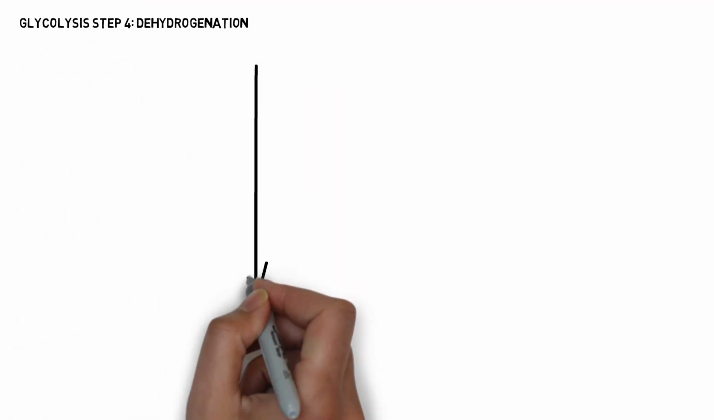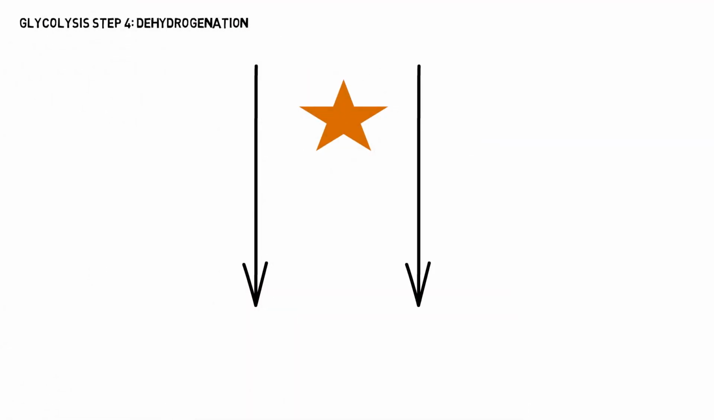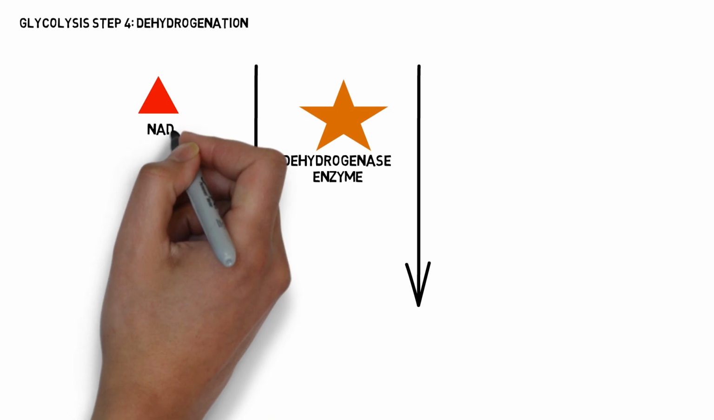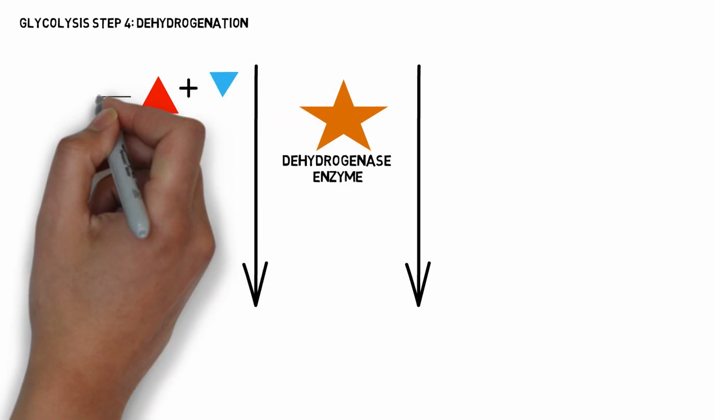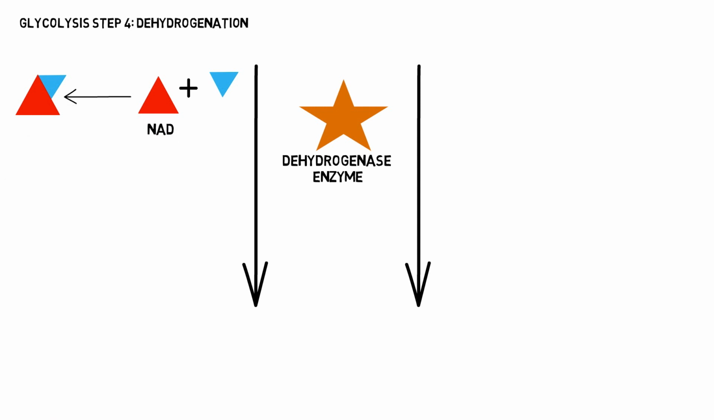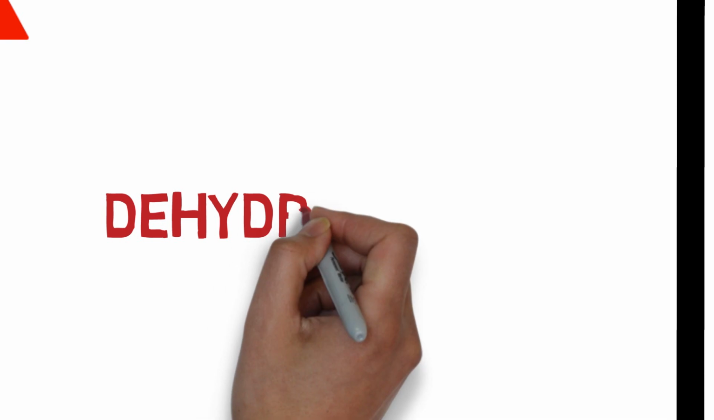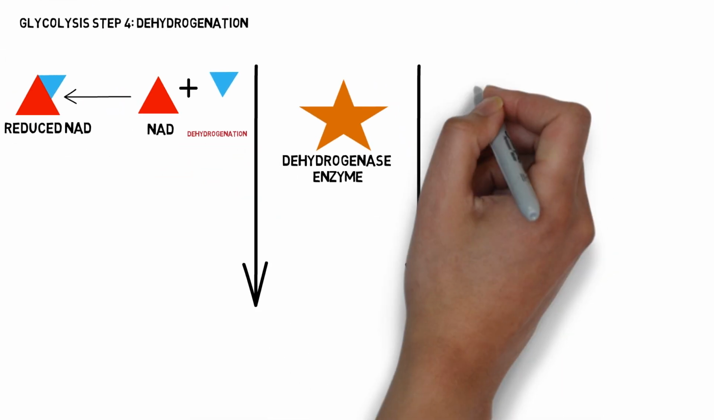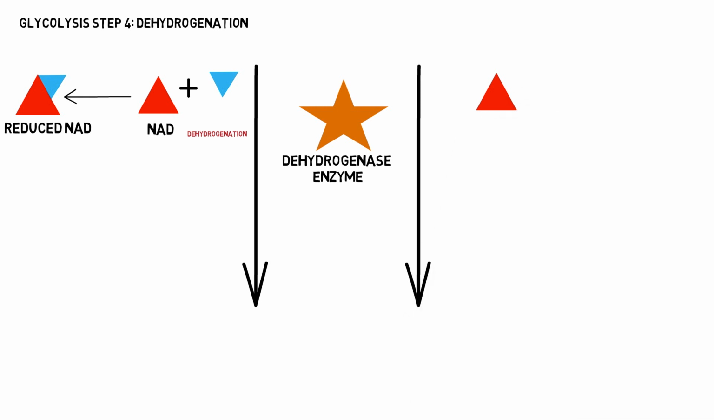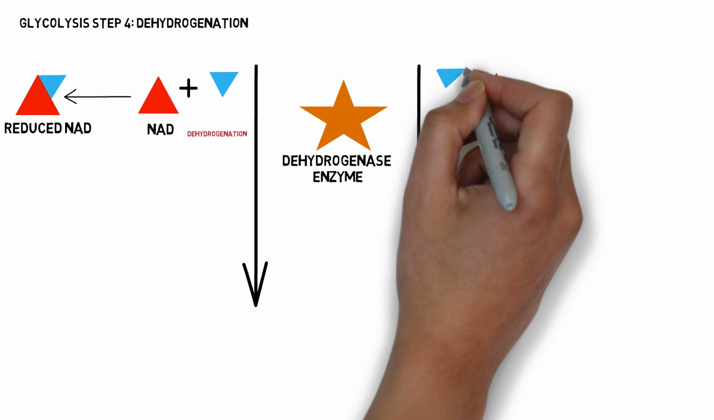In this step, the triose bisphosphate are dehydrogenated, which is the removal of hydrogen by the enzyme dehydrogenase. And NAD picks up these hydrogens and becomes reduced NAD. This happens twice. This is because you've got 2 triose bisphosphate molecules that are formed from one glucose molecule.